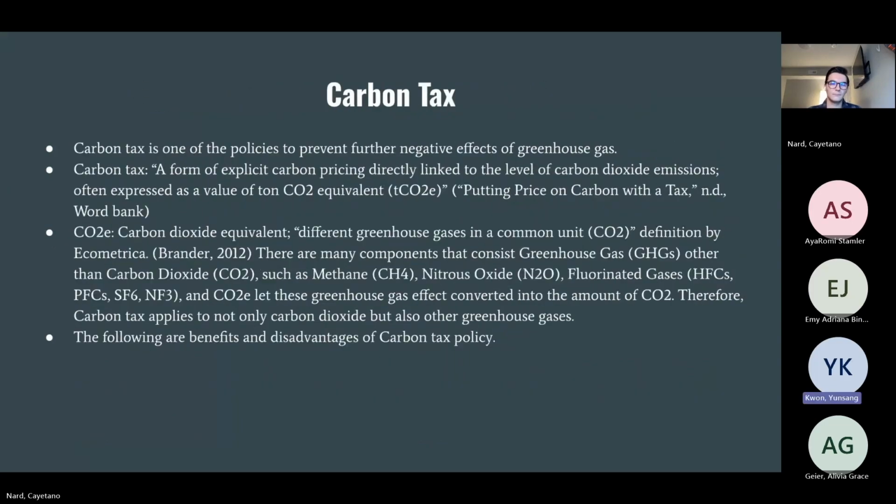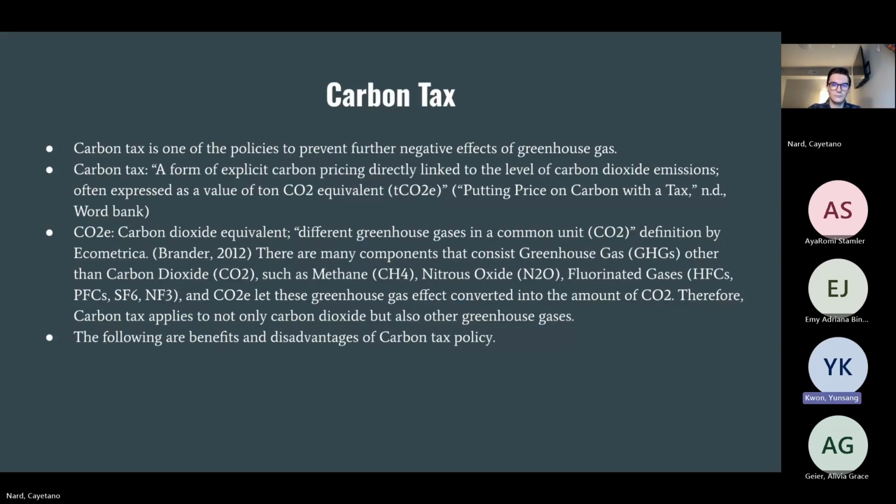Carbon tax is one of the policies to prevent further negative effects of greenhouse gases. A carbon tax is defined as a form of explicit carbon pricing directly linked to the level of carbon dioxide emissions, often expressed as a value per ton of CO2 equivalent, denoted as tCO2e.